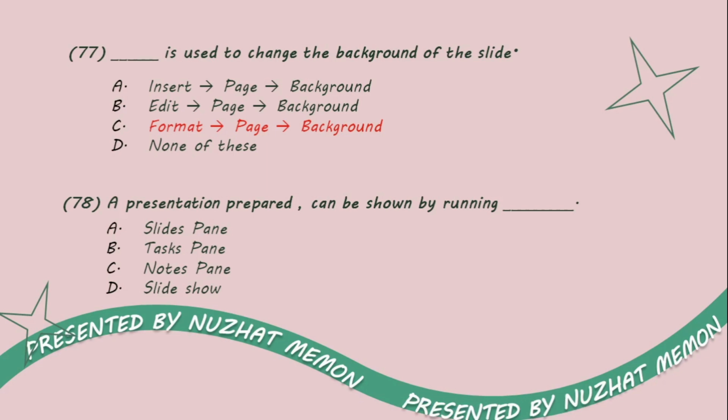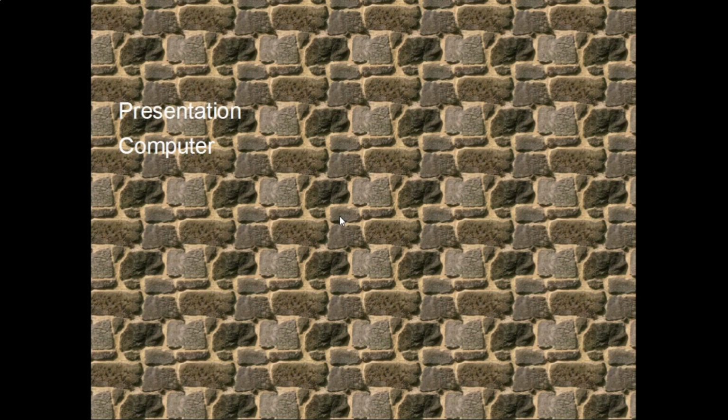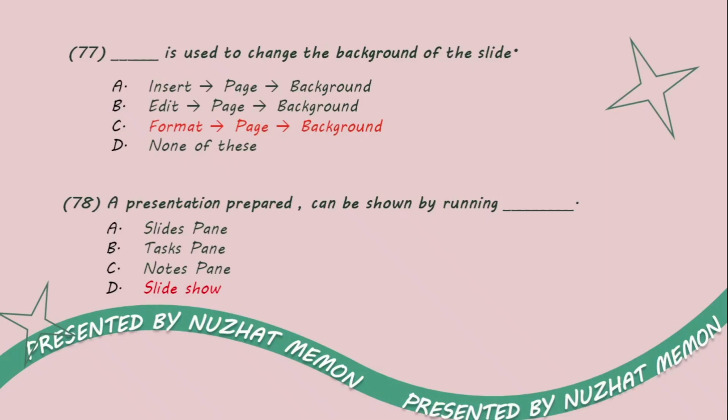Next, a presentation prepared can be showed by running dash. So it can be showed by running a slideshow. How will you run it? Let's see here. For running a slideshow, you can go for the F5 key and here is our presentation. In the entire presentation, we have just written 2 words only. That's not a worry. And yes, here is our animation. Let's see the different things.